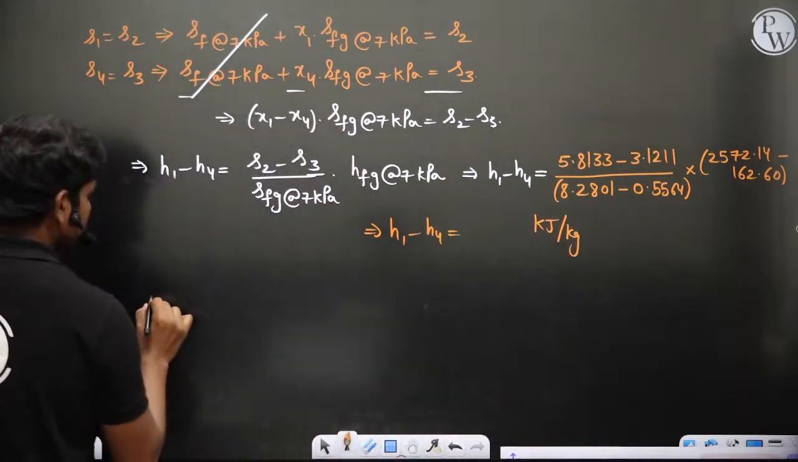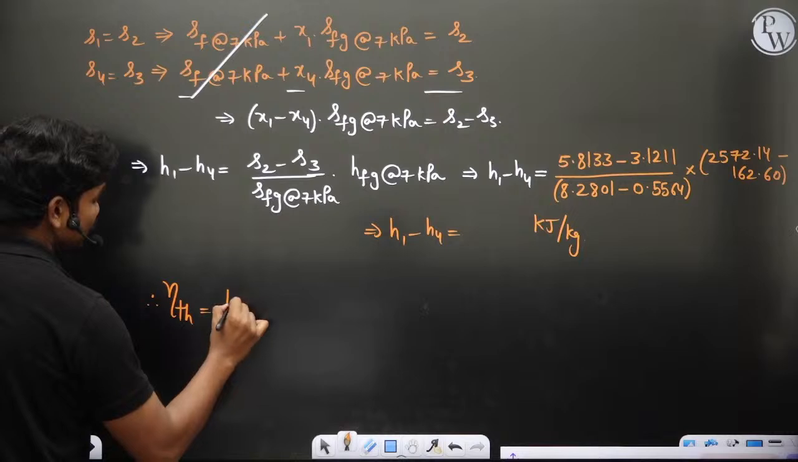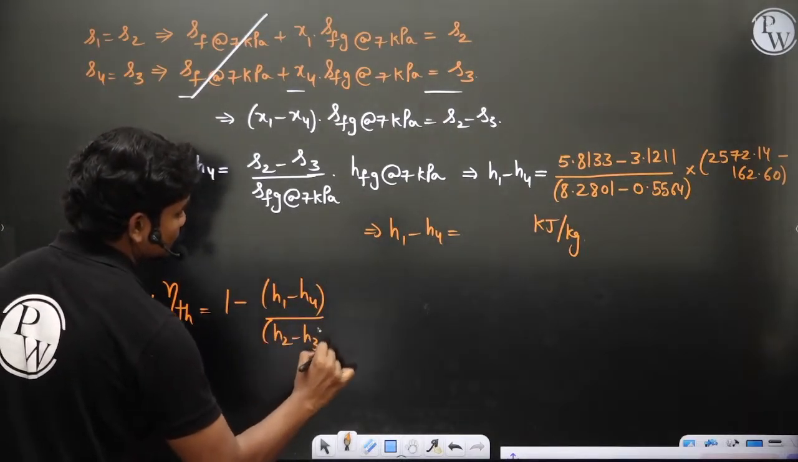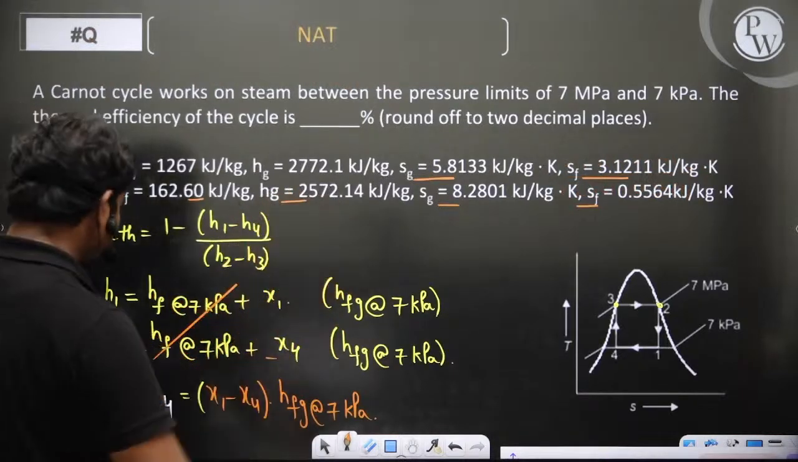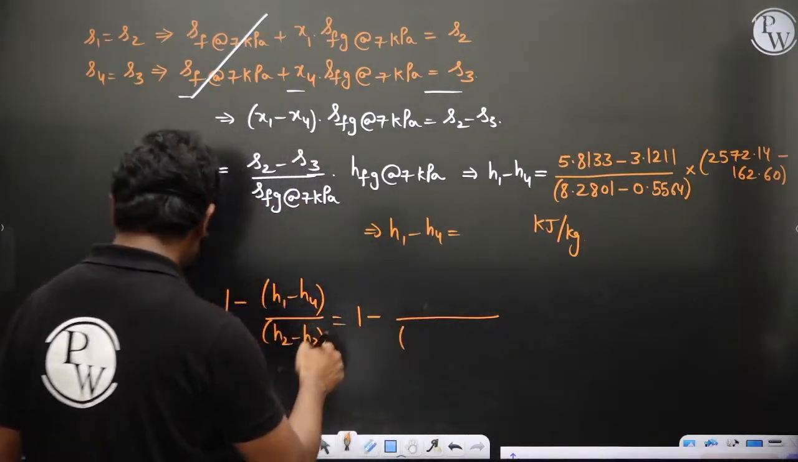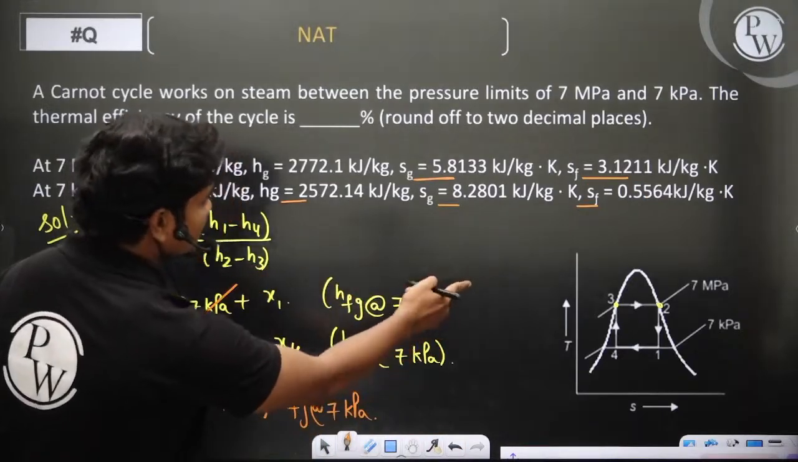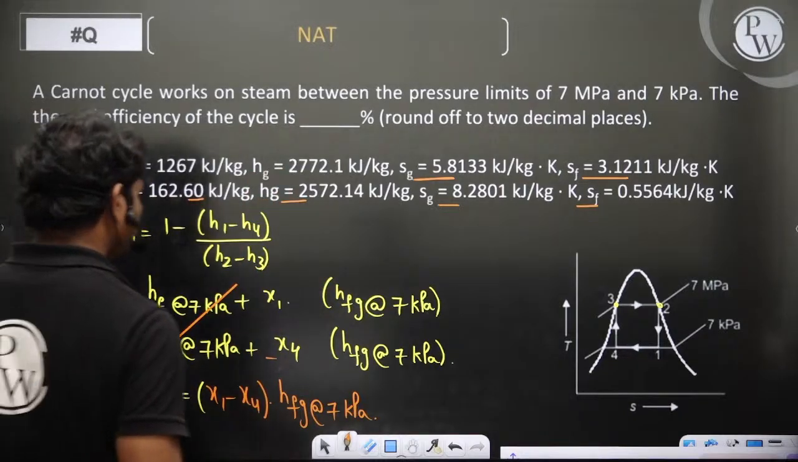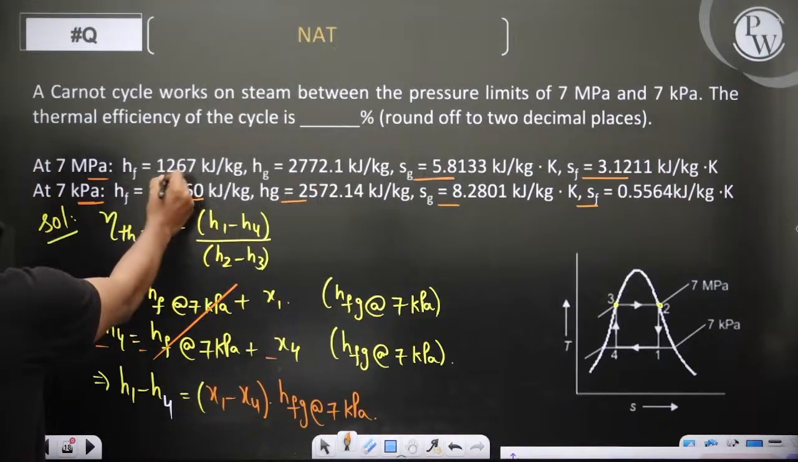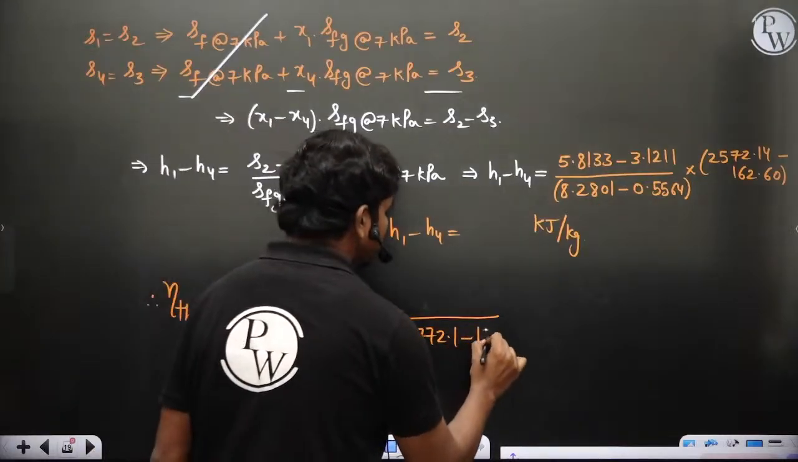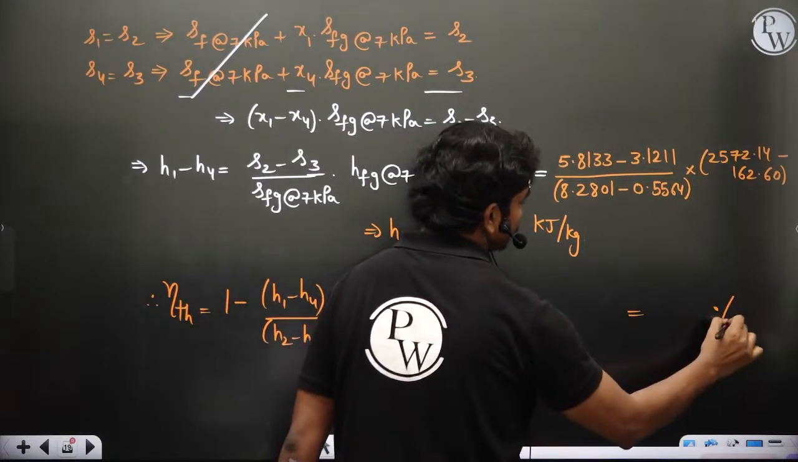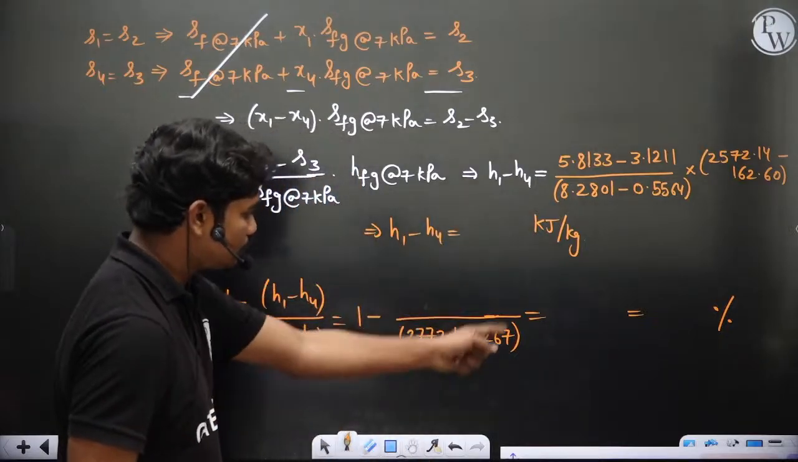Therefore thermal efficiency is equal to 1 minus (H1 minus H4) by (H2 minus H3). Let us see what this value is. You will get some value divided by H2 minus H3. What is 2 minus 3? It is nothing but Hfg: 2772.1 minus this value, 1267. So this gives you the answer in percentage. That's it. Get this value, put it here, simplify this, that's your answer.